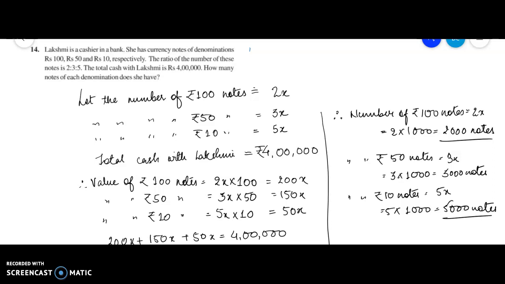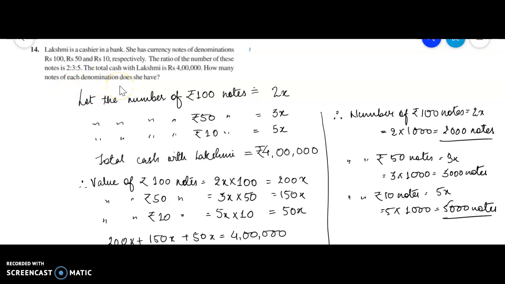Question 14. Lakshmi is a cashier in a bank. She has currency notes of denominations rupees 100, 50 and 10 respectively. The ratio of the numbers of these notes is 2:3:5. That means Lakshmi has three types of notes, of rupees 100, 50 and 10, in the ratio of 2:3:5. The total cash with Lakshmi is 4 lakh rupees. How many notes of each denomination does she have?